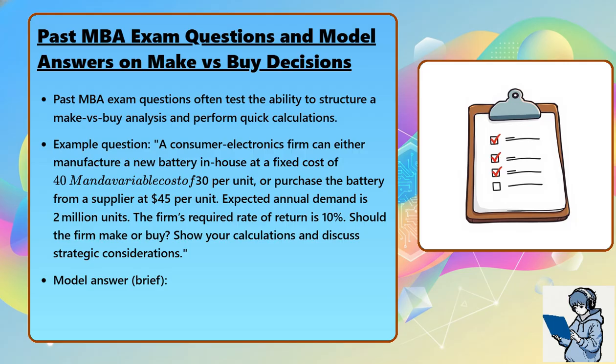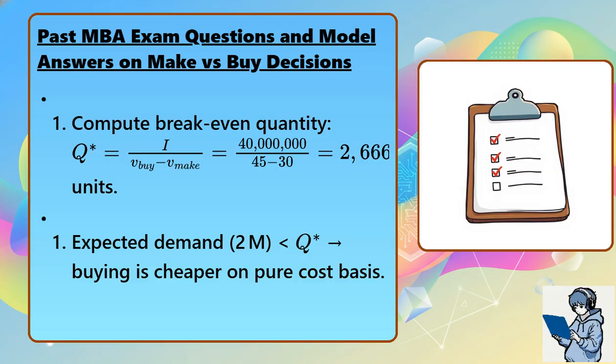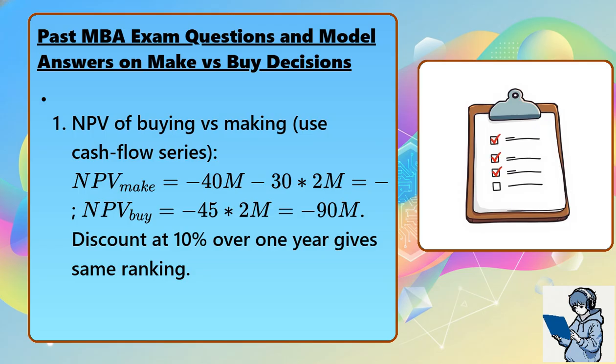Model answer brief. Compute break-even quantity. Q star equals I divided by V buy minus V make equals 40 million divided by 45 minus 30 equals 2,666,667 units. Expected demand 2 million is less than Q star, therefore buying is cheaper on a pure cost basis. Net present value of making equals negative 40 million minus 30 times 2 million, which equals negative 100 million. Net present value of buying equals negative 45 times 2 million, which equals negative 90 million. Discount at 10% over 1 year gives the same ranking.